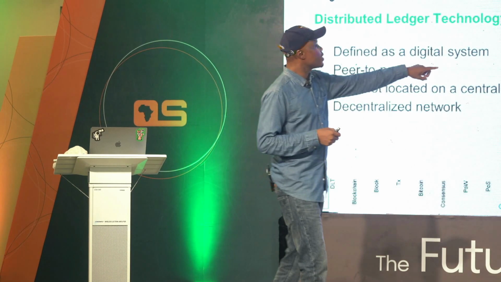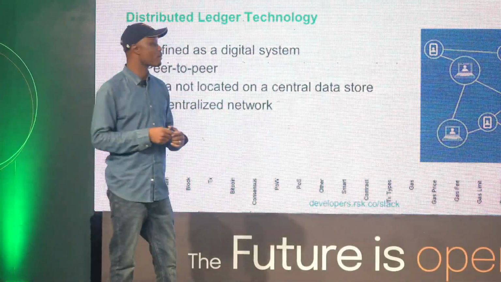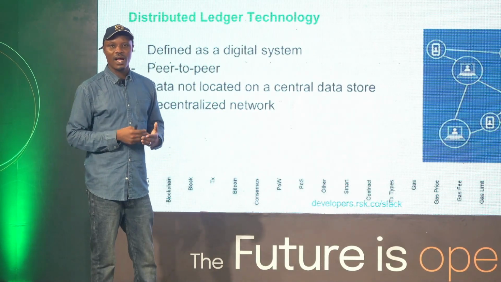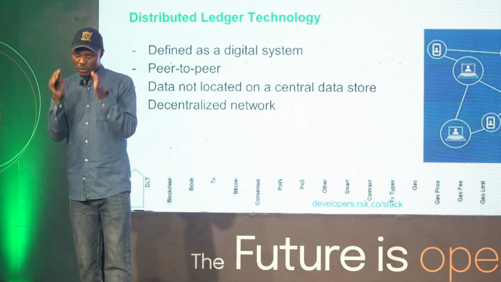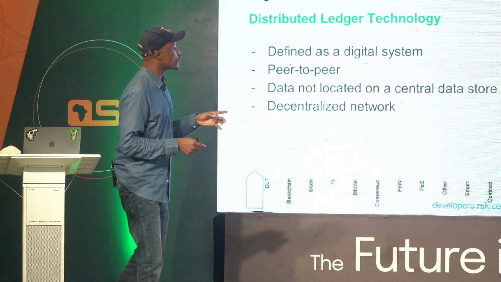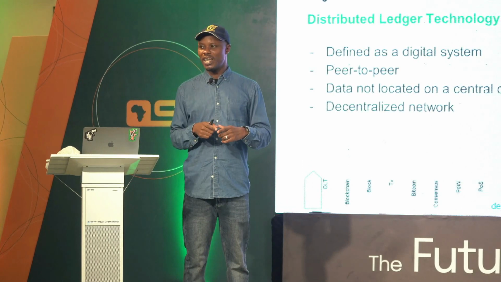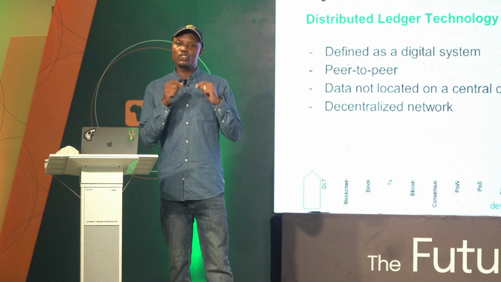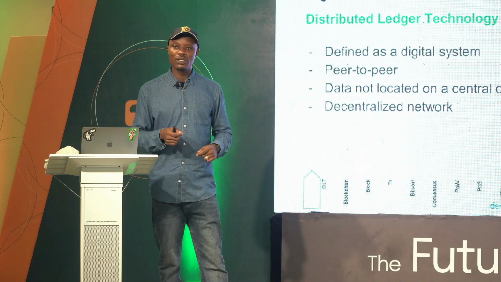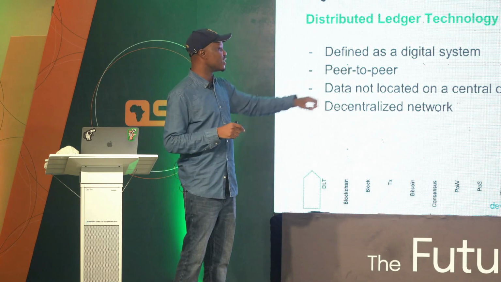Okay? If you look at the image I have over there, this image is depicting a peer-to-peer network. And I just gave a definition that every member in a peer-to-peer network can contribute data that is stored on that network. Okay? One other interesting thing I want you to know about distributed ledger technology is that data on the distributed ledger technology is not stored on a central data store, but instead it is stored locally on the computers of those participating in the network.